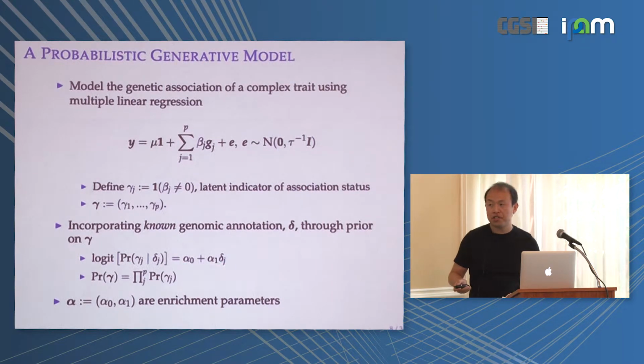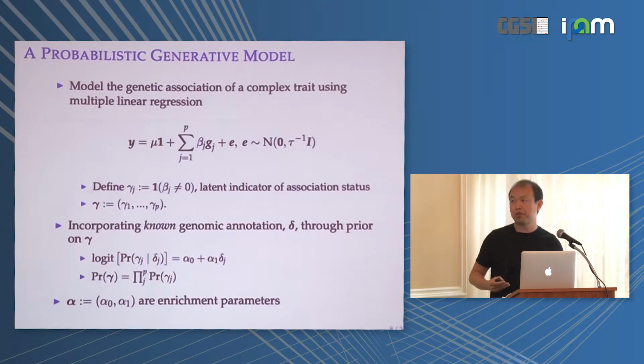So that's alpha 0 and alpha 1. This is a very simple logistic model. If alpha 1 is positive, meaning that if you have a feature, let's say the feature is 0 or 1, it's a binary annotation, then having the feature will increase the odds of a particular SNP being associated, right? Simple as that.